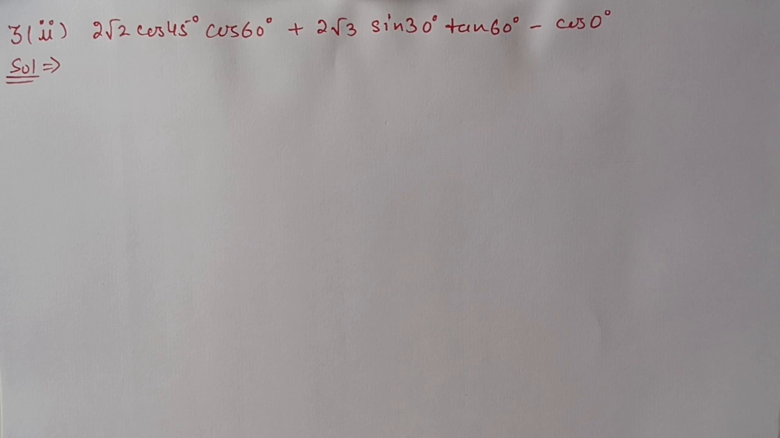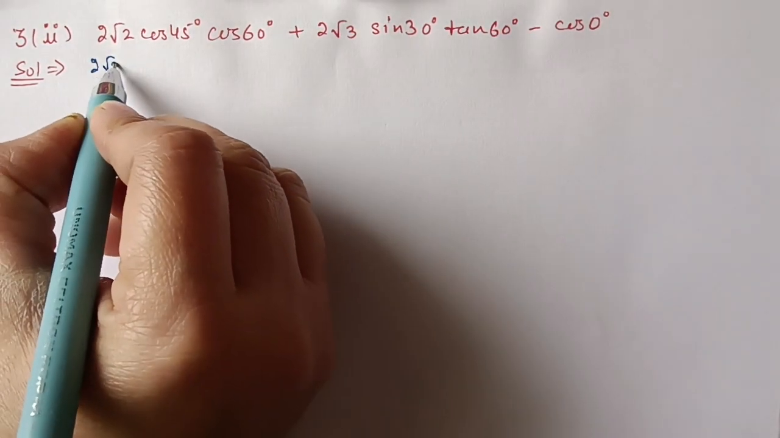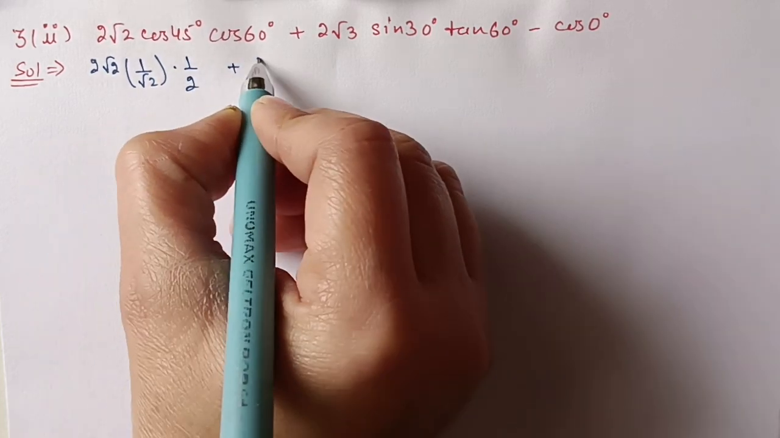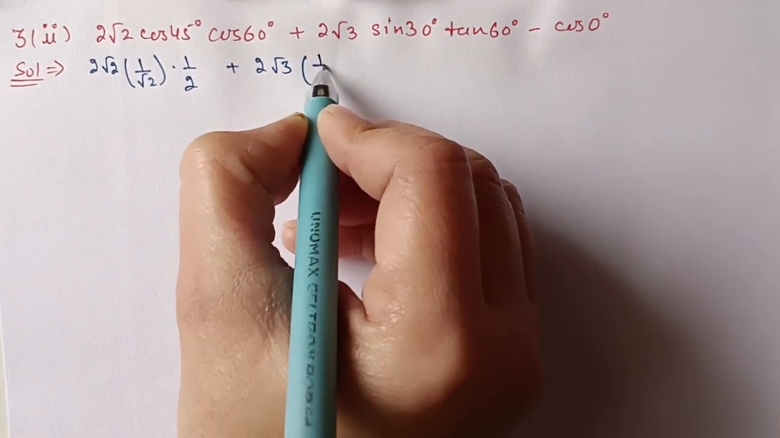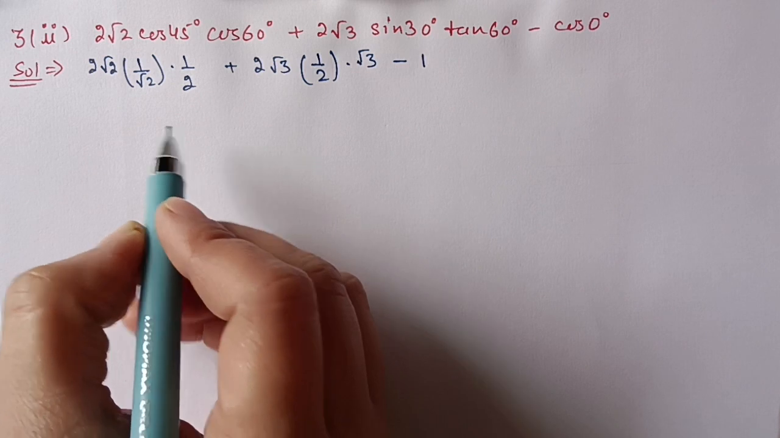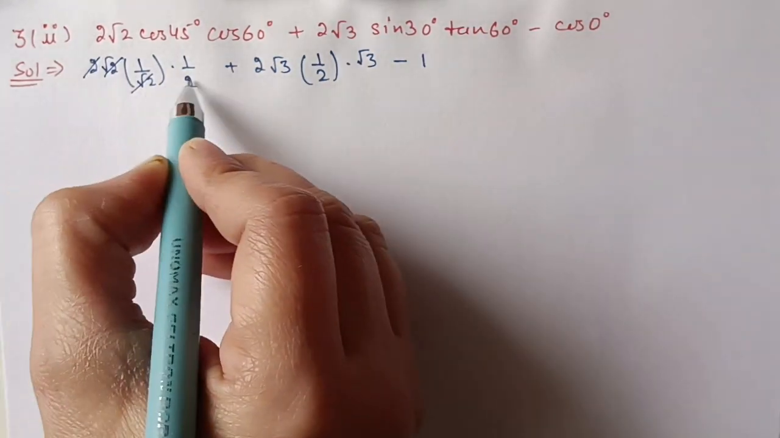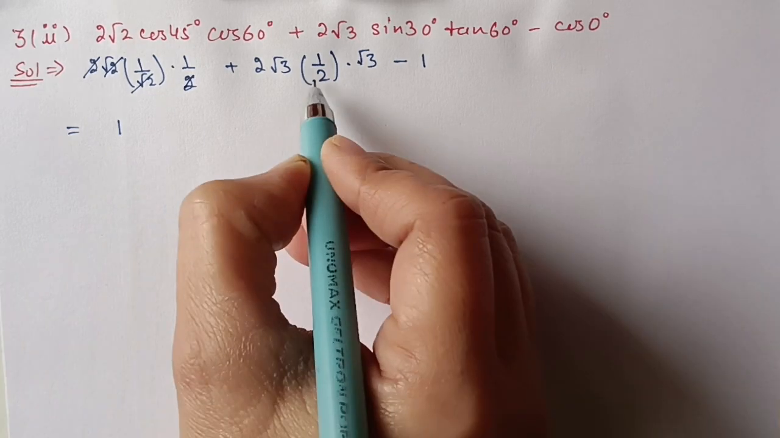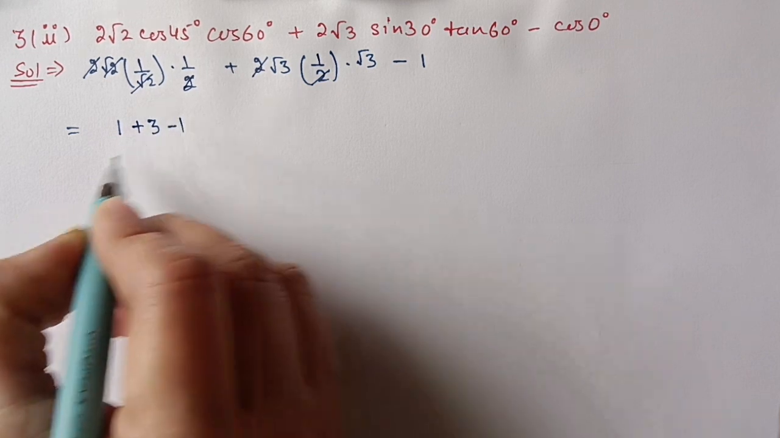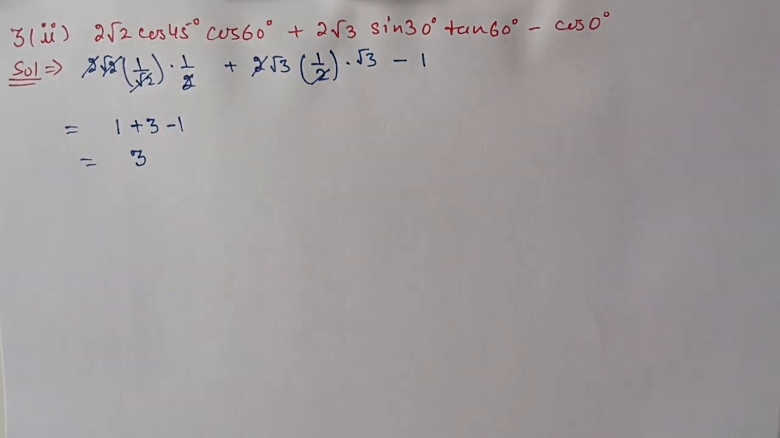Next third question, second part, 2 root 2 cos 45 cos 60 plus 2 root 3 sin 30 tan 60 minus cos 0. Substitute values. Cos 45 is 1 by root 2, cos 60 is 1 by 2, sin 30 is 1 by 2 and tan 60 is root 3. Cos 0 is 1. You can see here root 2 we can cancel, even 2 also we can cancel, so we will get here 1. Here 2 we can cancel, root 3 into root 3 will become 3 minus 1. So finally we are getting 3.